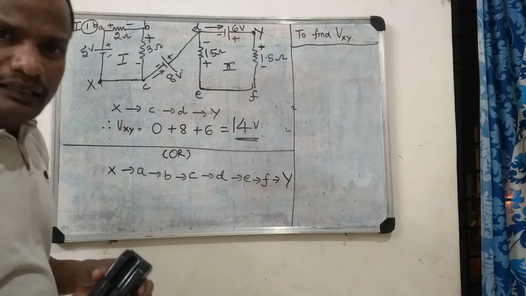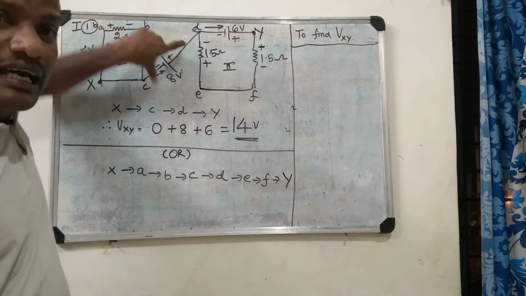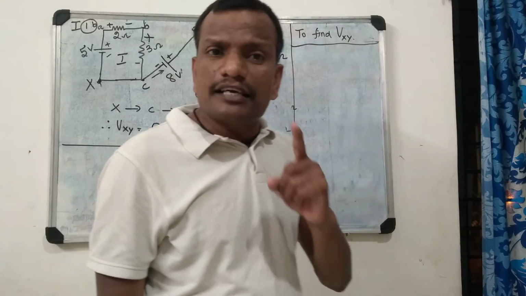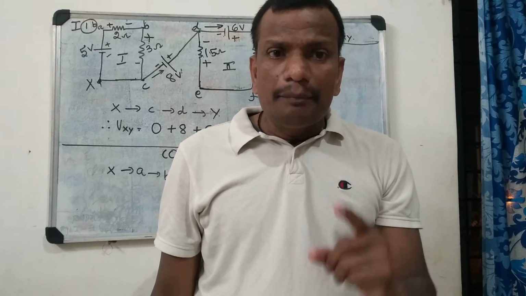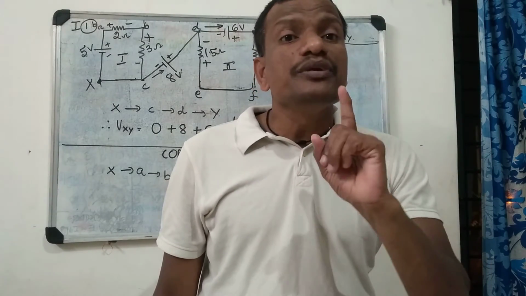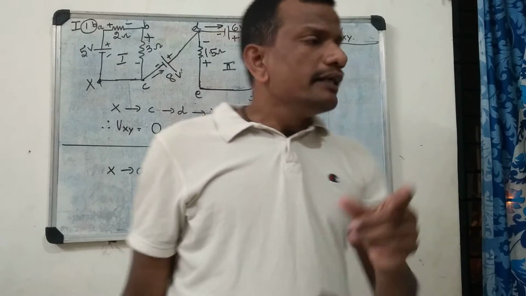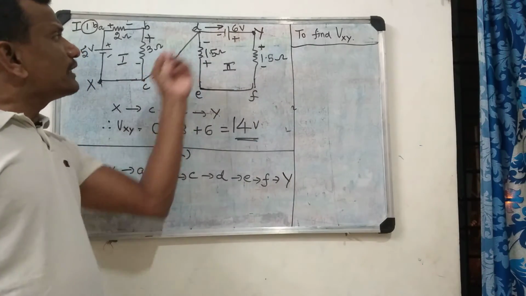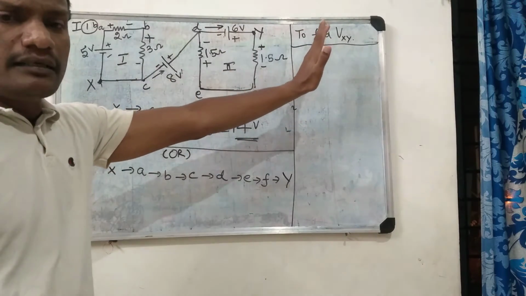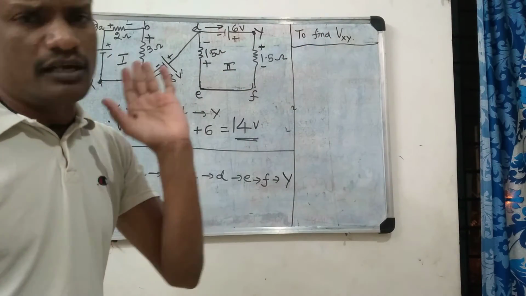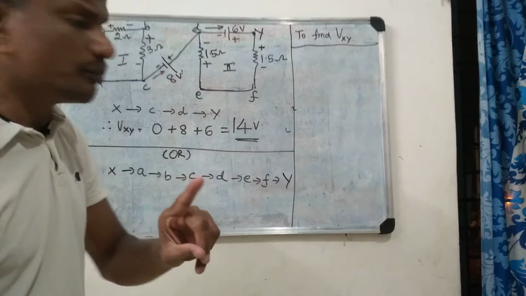And hence, only a branch is there. There is no loop. I am repeatedly telling, if you want to apply KVL, a mere branch is not sufficient. You need a loop. In this case, there is no loop, only the branch, and hence this loop is separate, that loop is separate. You can easily apply Ohm's law for the first loop.